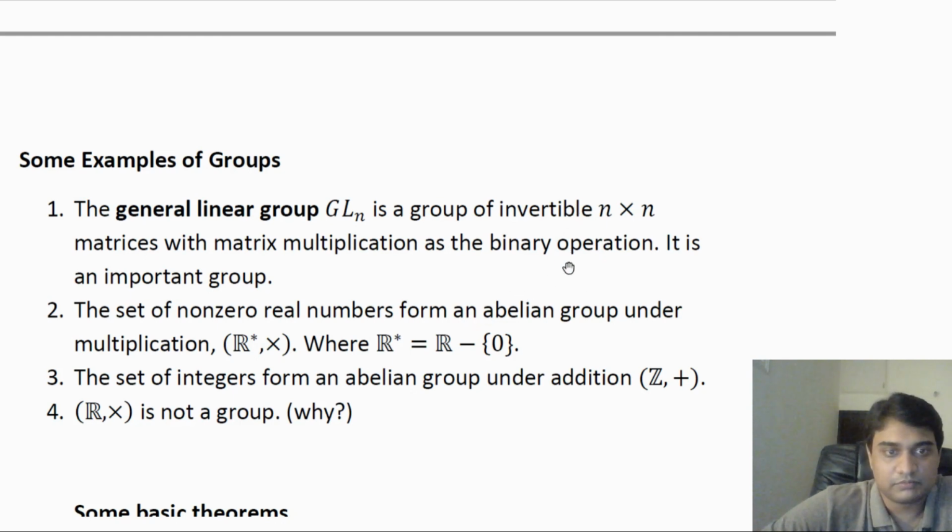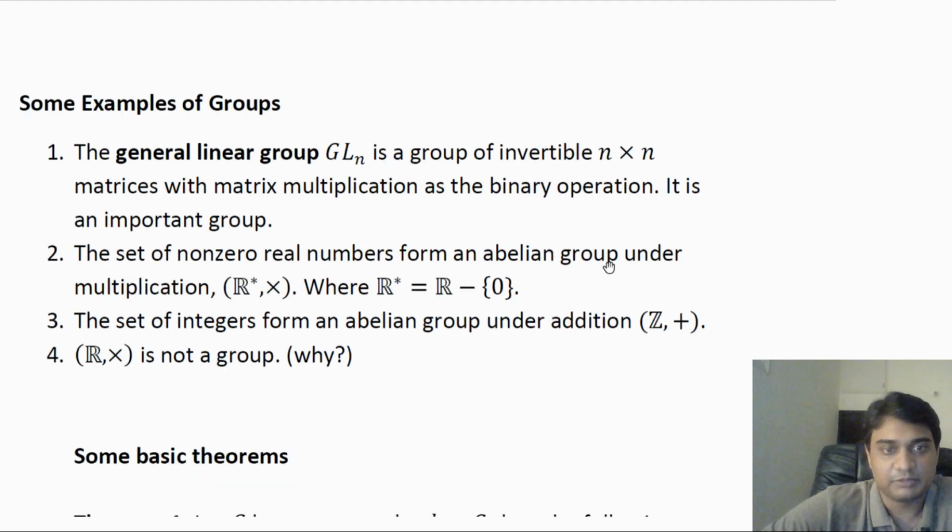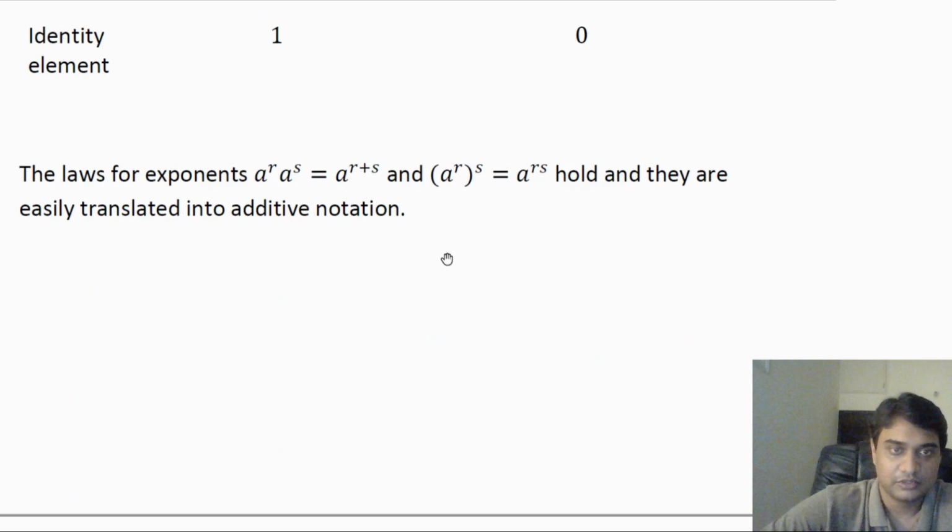So if you multiply any two elements from this group, any two invertible n by n matrices, it will give another invertible n by n matrix. So this set is closed under matrix multiplication, and so we can say this matrix multiplication is defined on this set. Next, we can move on.